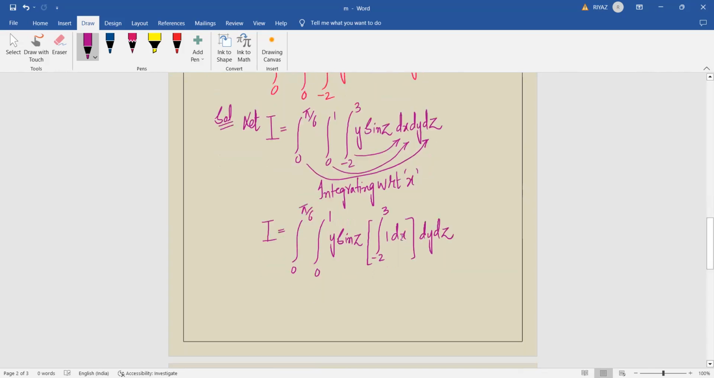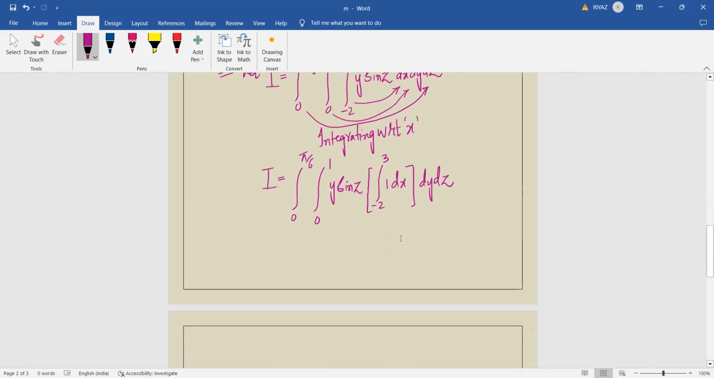Now integral 1 dx, the famous formula, the first formula of integration. What's the answer? X only, sir. Of course. You should not have any doubt. You should give me the answer confidently. Integration of 1 dx is x, of course. That is minus 2 to 3 are the limits. Then dy, then dz.